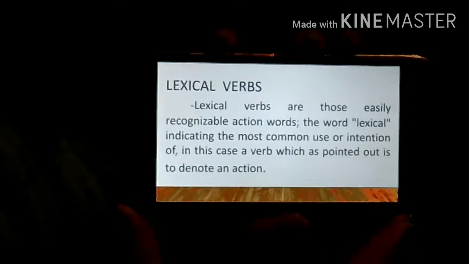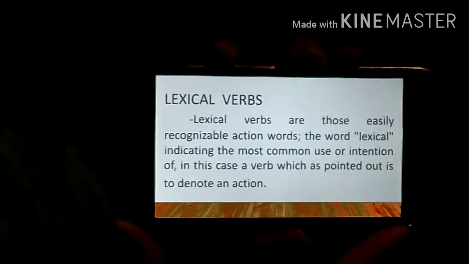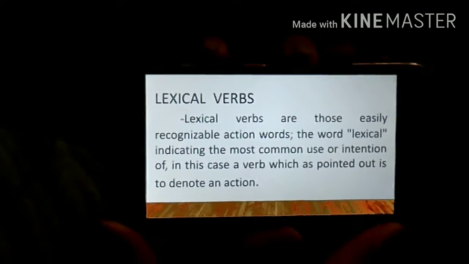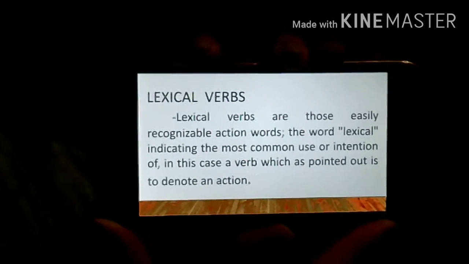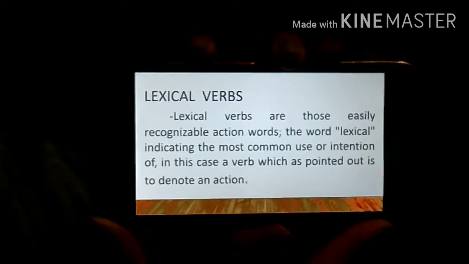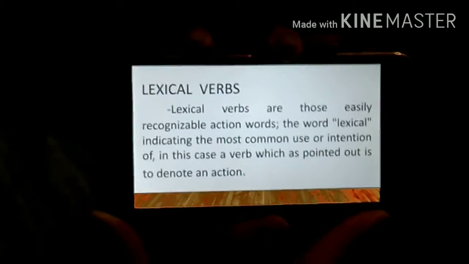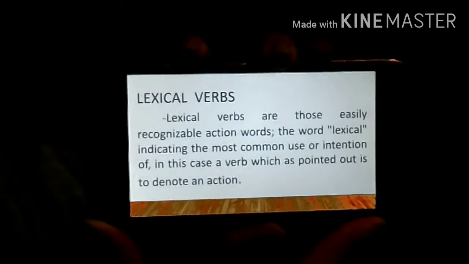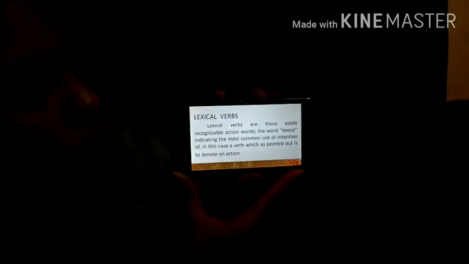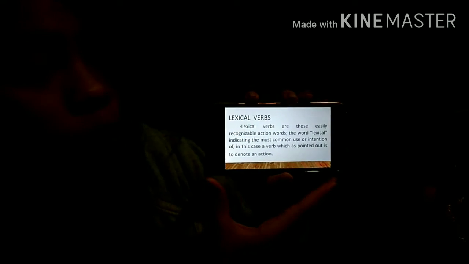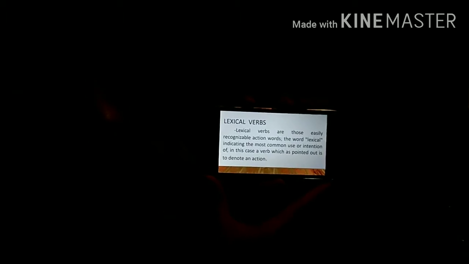Next is the lexical verb. Lexical verbs are those easily recognizable action words. The word lexical indicates the most common use or intention of. In this case, a verb which, as pointed out, denotes an action. So, the lexical verb is the main verb of a sentence that is supported and helped by the auxiliary verbs.